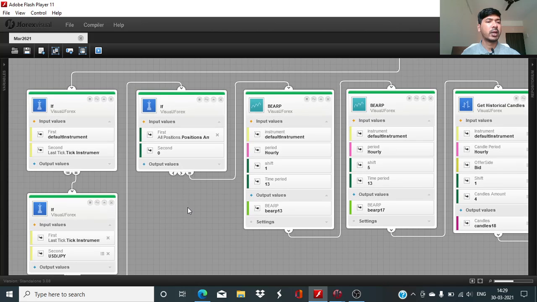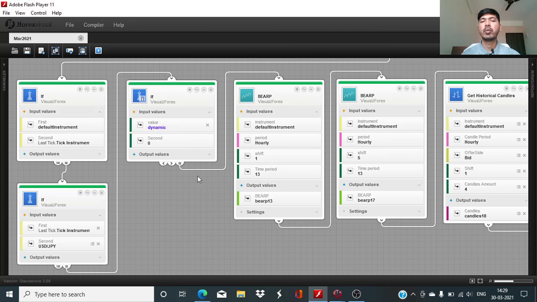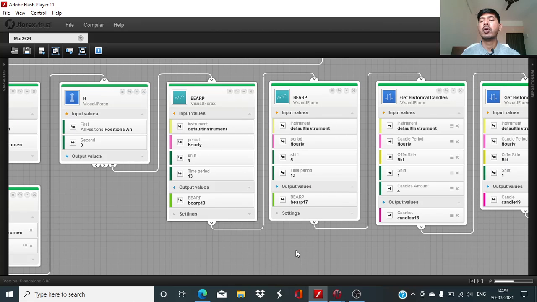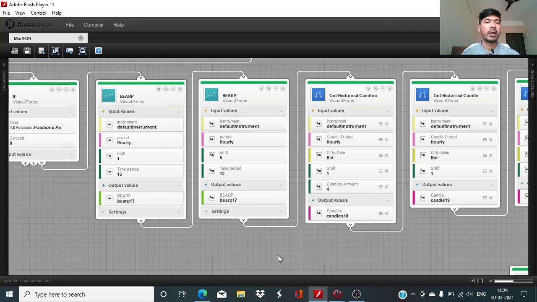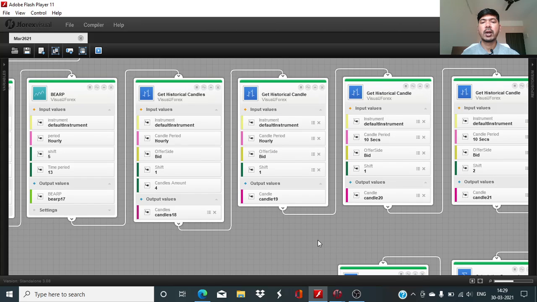So the progress so far, I would like to give you a refresher. The default instrument has been defined as USD JPY. The instrument subscription has been done. Position amount was defined at 0 to make sure there is no existing open or pending order on the account. And then I got these Bear Power indicator blocks defined for the time period of hourly. The cluster of 4 candles, these are also of hourly time frame.